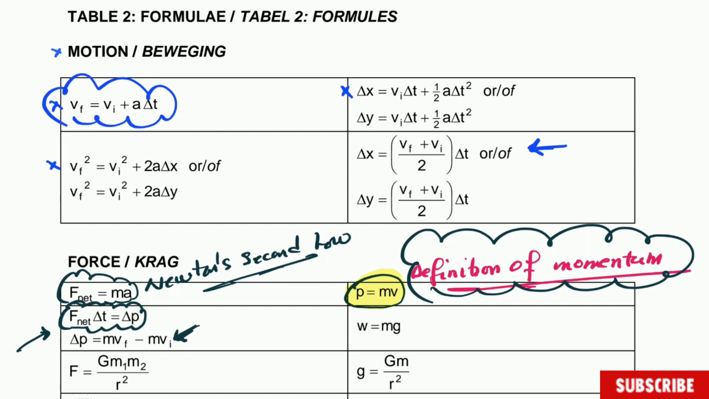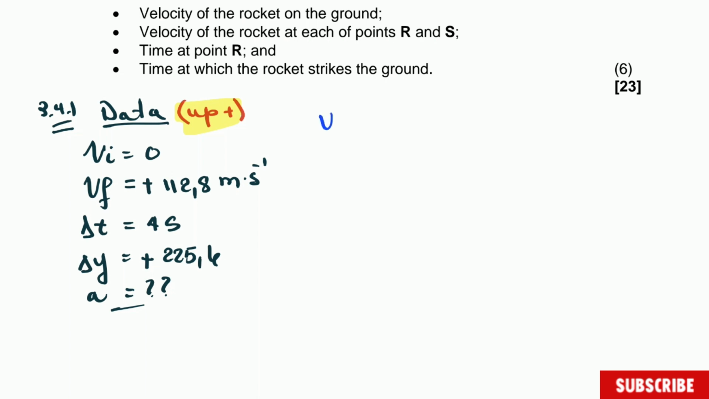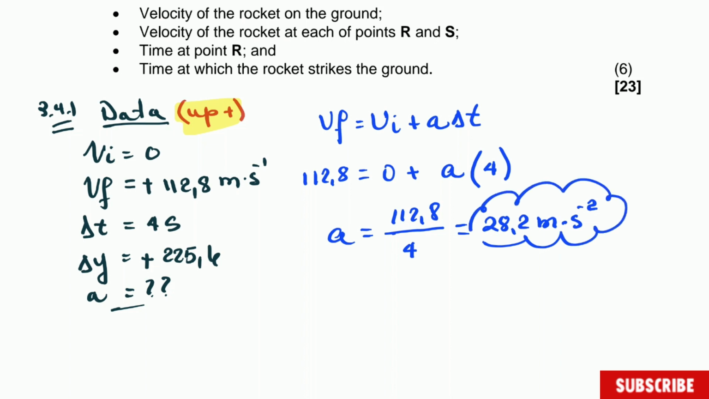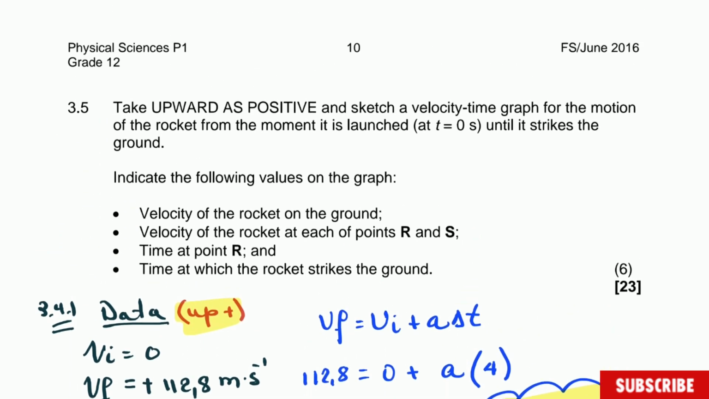Now for us, the easiest one is the one that has fewer numbers in the substitution. So when you write the formula, the final speed is equal to initial speed plus acceleration multiplied by the time. Remember, this acceleration is not the acceleration due to gravity. So when you substitute everything, the answer is going to be 28.2 meters per second square. That is the answer for the magnitude of the acceleration, and the question asks for the magnitude of the acceleration. So that is the answer there.